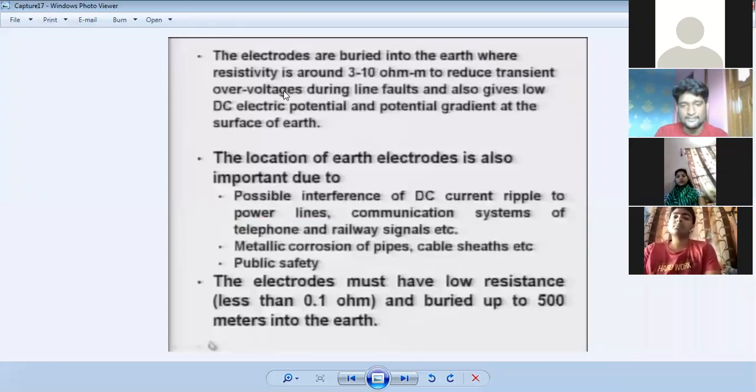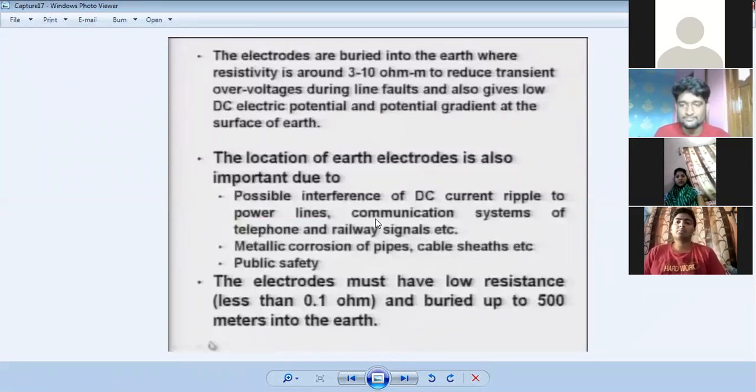That is possible interference of DC current ripple to power lines, and possible interference with the communication system of the telephone and railway signal. So we need to bury it, and the location will be such that it does not hamper the communication system of telephone and railway signal, or cause interference of DC current ripple to power lines. So we have to bury it a very long distance in the earth surface.